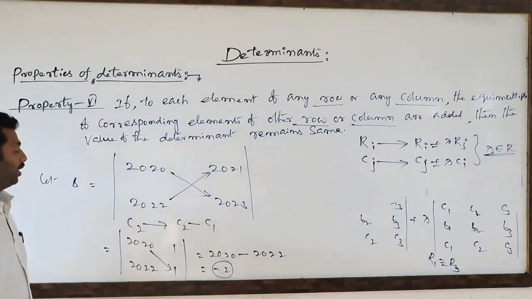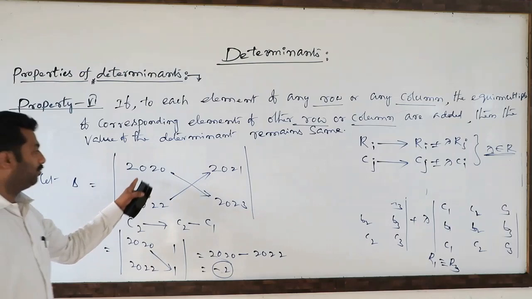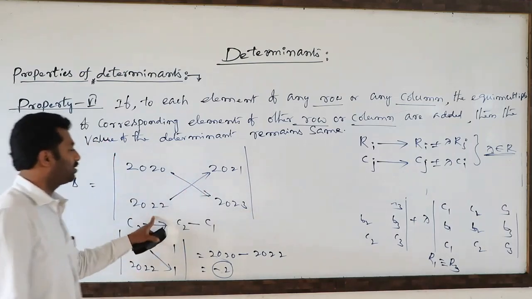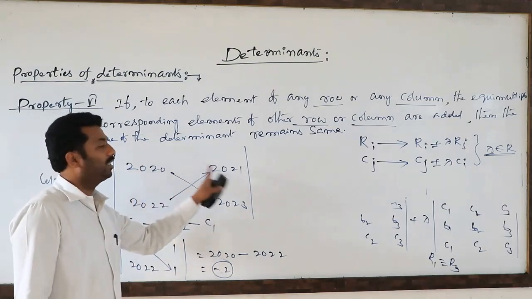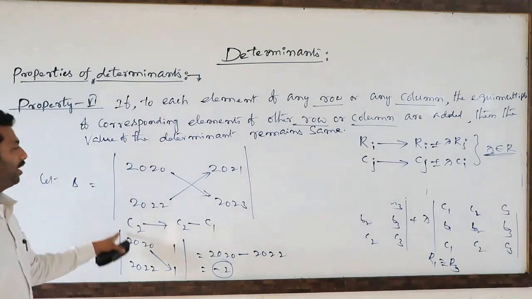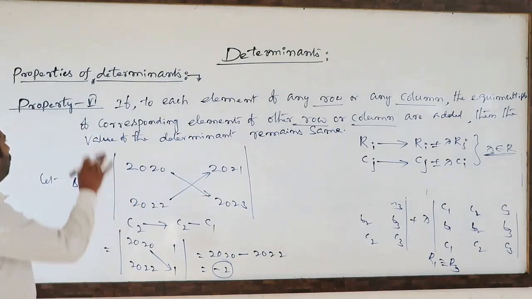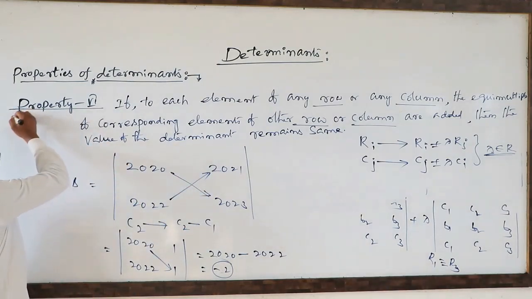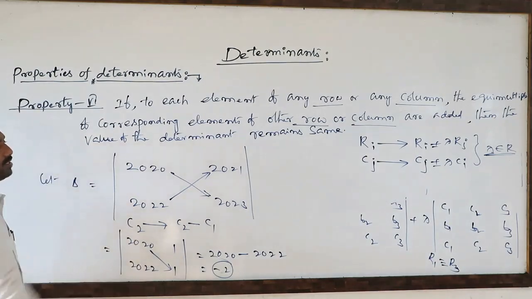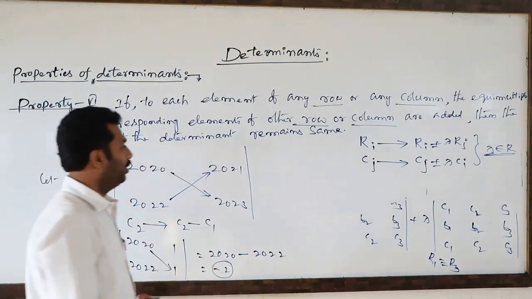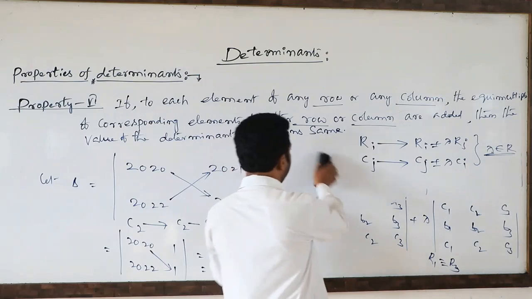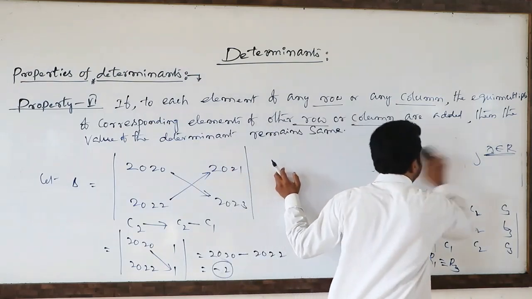I already told you, for this type of determinant with big numbers that are consecutive numbers or multiples of another column's elements, you have to apply these operations. According to this property we can solve these types of questions, so you should remember these properties. Next.